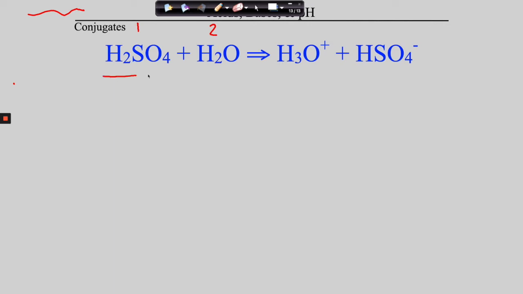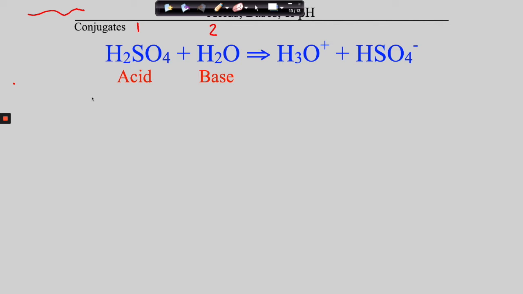Let's turn our attention to H2SO4. Now, if H2SO4 is the acid, it would give away a hydrogen. And when it gives away a hydrogen, we are left with HSO4. And sure enough, over there on the right, we've got HSO4. That tells us then that the H2SO4 is in fact our acid. Now guys, here's the deal. Once you know which one is the acid, everything else just flows. Because if this is the acid, then water's got to be the base.